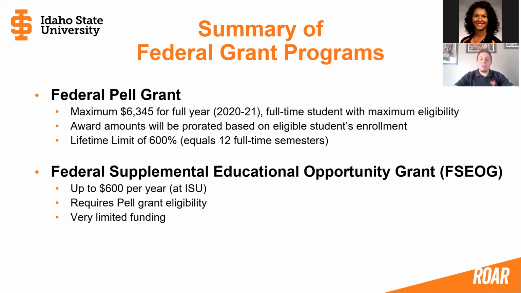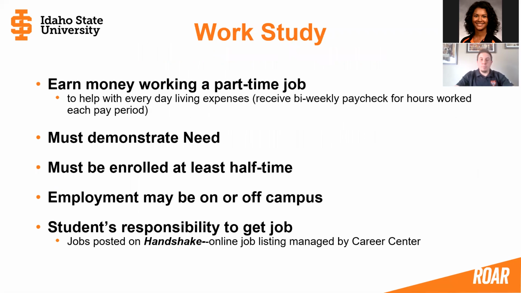The SEOG grant is up to $600 per year at ISU, and that is a first come first serve grant with very limited funding. So the earlier you fill out your FAFSA, the better chance that you might get this. You do have to be eligible for Pell to get the Federal Supplemental Educational Opportunity Grant, but fill it out earlier, you could potentially get another $600. The great thing about grants is they're not like loans. You don't have to pay them back. They're just there to help you out with school without you having to go into any debt.